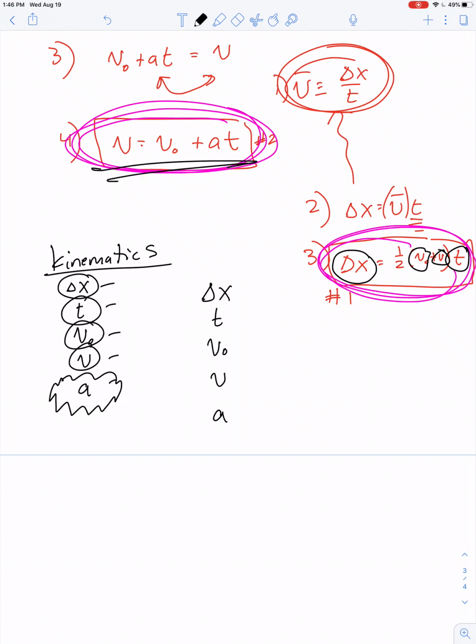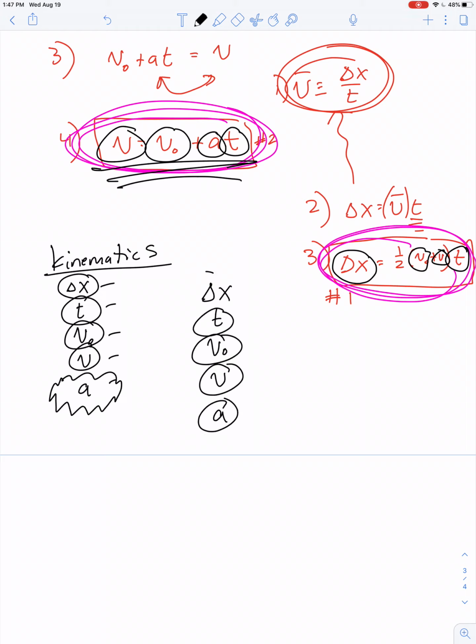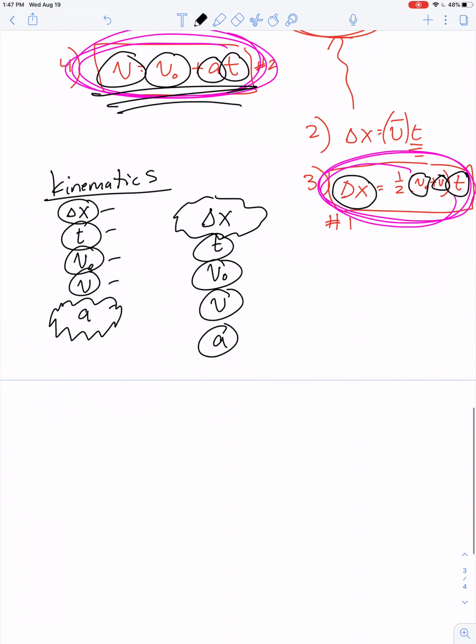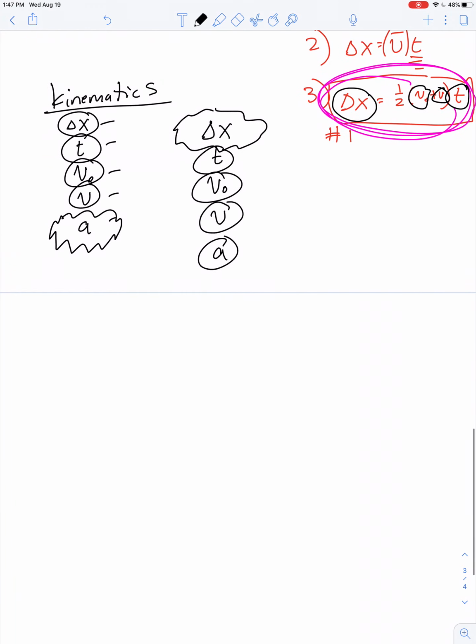Let's look at equation number 2. We've got final velocity, initial velocity, acceleration, and time, but change in position is missing. Well, here's where I'm going with this. There are a total of 4 kinematics equations.